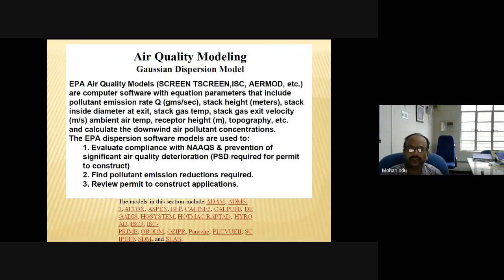So the computer software parameters include the pollution emission rate from the stack, that is grams per second, the stack height, then the stack inside diameter, that is the exit diameter. The gas temperature is important to analyze the heat transfer. So the temperature of the gas, the velocity of the gas, the ambient air temperature, then the receptor height, topography, etc. are the parameters that are being used. So this evaluates the pollutants at a given location.